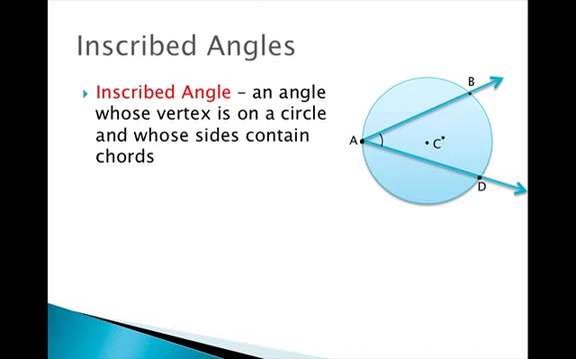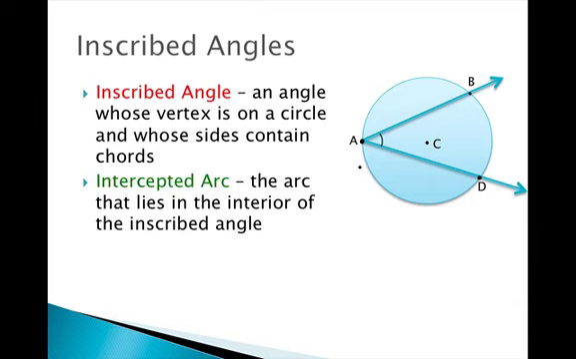So remember, our central angles were when we had the vertex at the center. An inscribed angle is when the vertex is on the circle. So the intercepted arc, which is going to be this arc right here, that's made by the angle, is the arc of the interior part of the inscribed angle. So arc BD is the arc that is made by the inscribed angle, angle BAD.